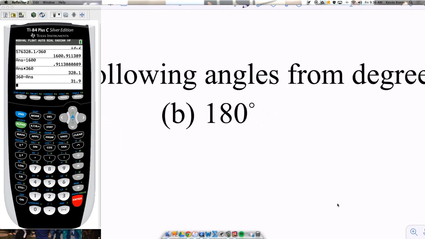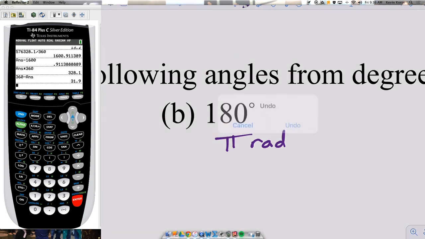180 degrees, of course, is pi rads. It's actually 3.1415926 blah blah radians, but we leave it as pi. Pi is an irrational number. It's a transcendental irrational number. It doesn't terminate. It doesn't repeat. So we'll leave it in terms of pi. I won't even show the conversion there.